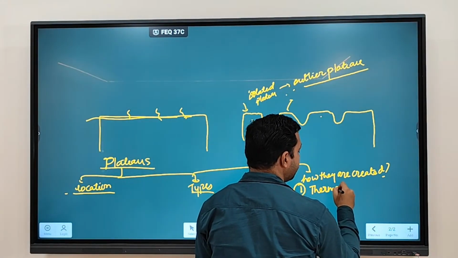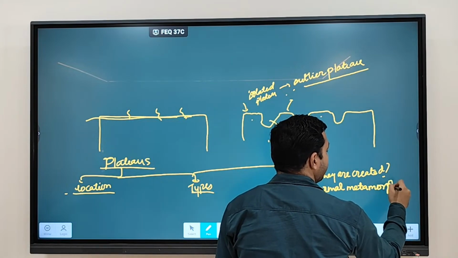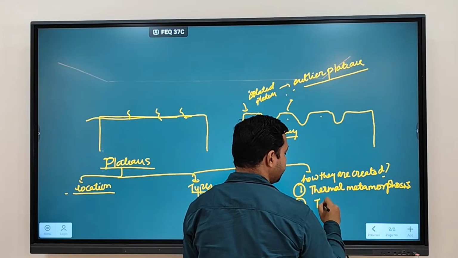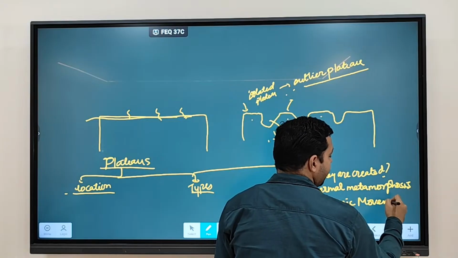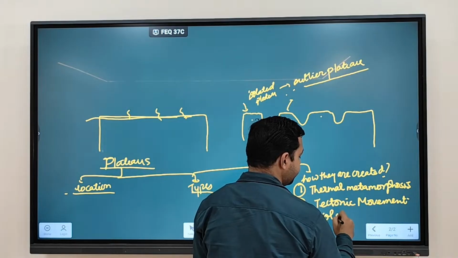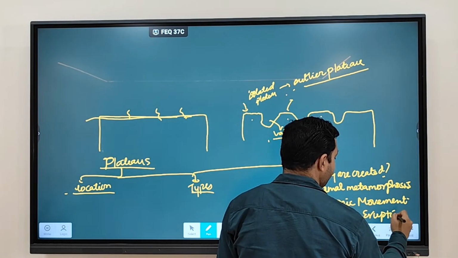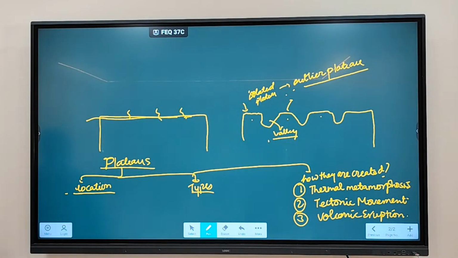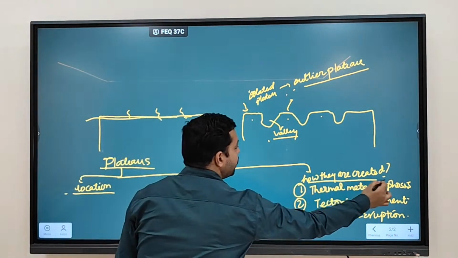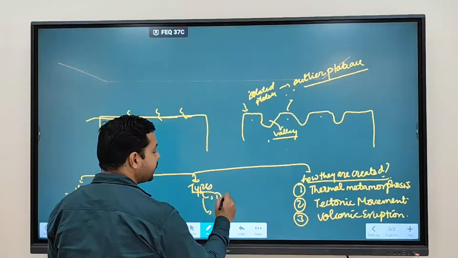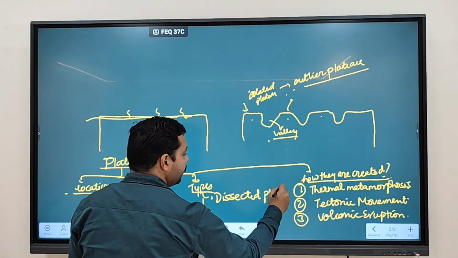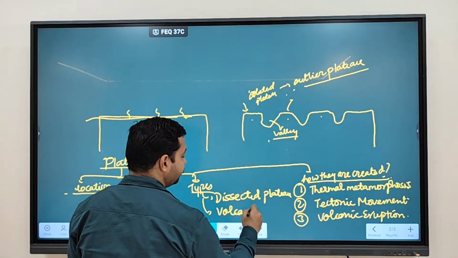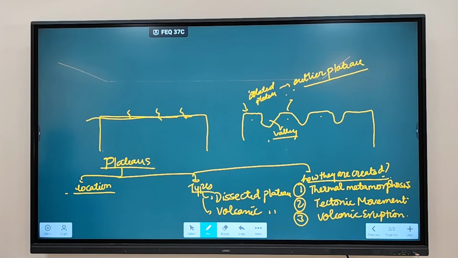So one process is thermal metamorphosis. Another process of creation of plateaus could be tectonic movement. Another process could be volcanic eruptions. So they can be created because of various reasons, which could be thermal metamorphosis, tectonic movement, or volcanic eruptions. Based on types, we can classify them as dissected plateaus, and as volcanic plateaus also. Fine.